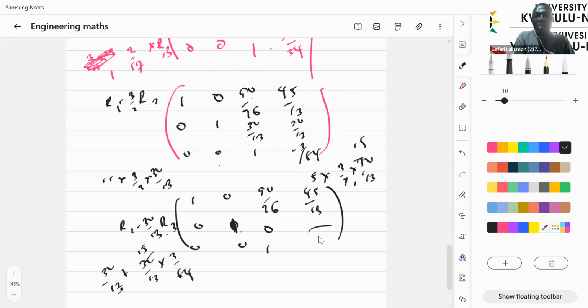What is left is just this guy. You understand now? What is left is just this guy. And you can easily reduce this by using this approach, this and this. Just say R1 minus 90 over 26 R3.